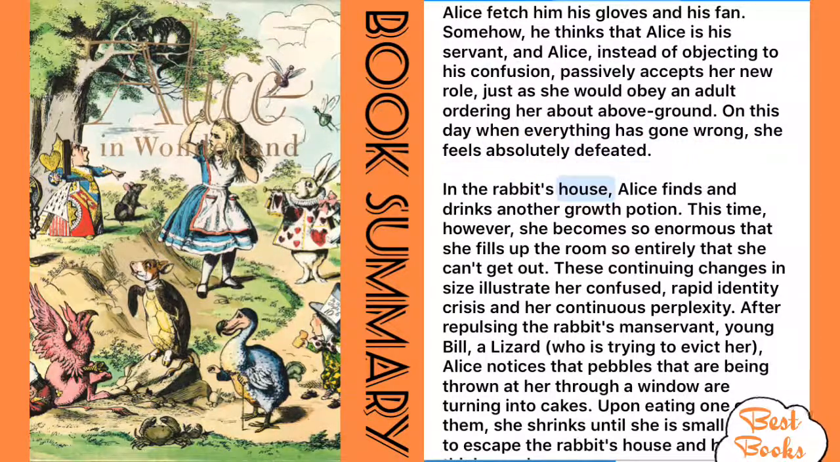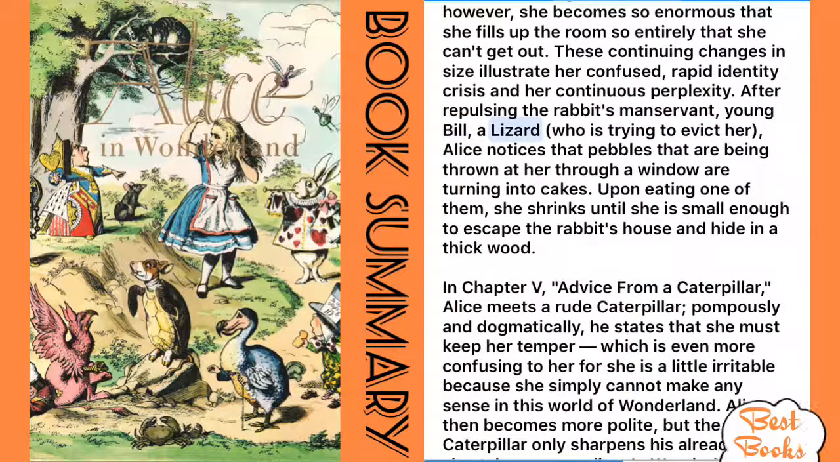In the rabbit's house, Alice finds and drinks another growth potion. This time, however, she becomes so enormous that she fills up the room so entirely that she can't get out. These continuing changes in size illustrate her confused, rapid identity crisis and her continuous perplexity. After repulsing the rabbit's manservant, young Bill, a lizard, who is trying to evict her, Alice notices that pebbles that are being thrown at her through a window are turning into cakes. Upon eating one of them, she shrinks until she is small enough to escape the rabbit's house and hide in a thick wood.